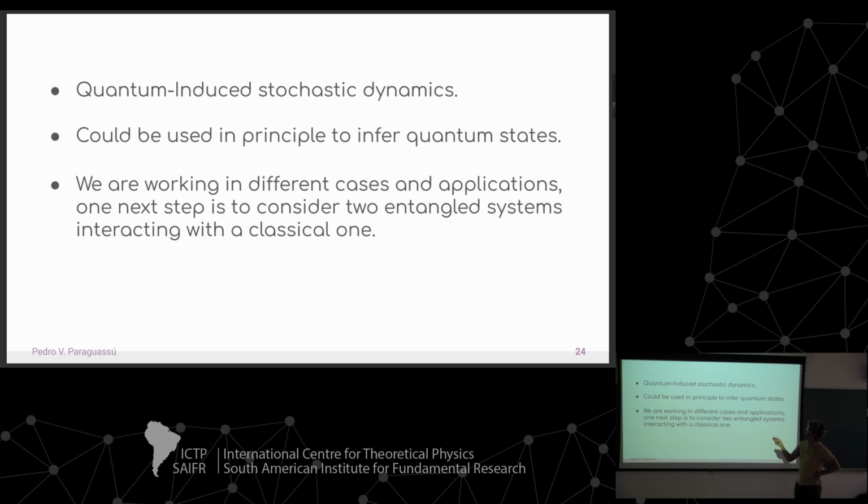I wanted to show this quantum-induced stochastic dynamics and somehow show how it could be used in principle to infer quantum states. And to send the message of this line of work, we are working on different cases and applications. We even have stochastic thermodynamics applications. One next step is to consider two entangled systems interacting with a classical one and see if we can have some imprint of the entanglement on the classical system. So it's a work in progress, we are investigating, and thank you to the organizers and everyone for listening.